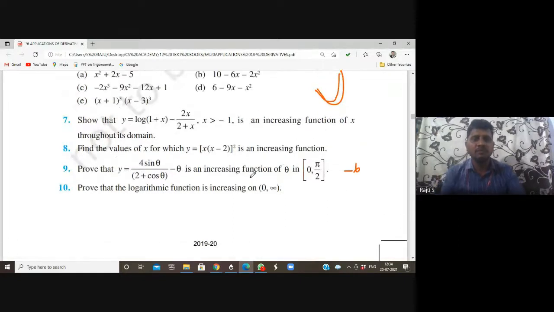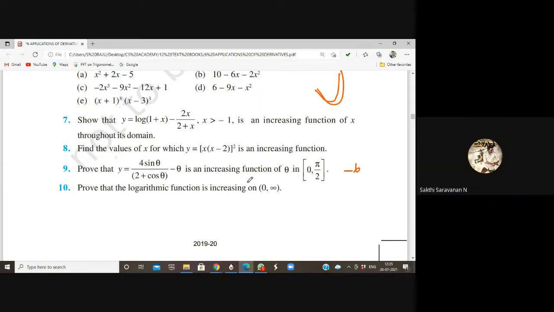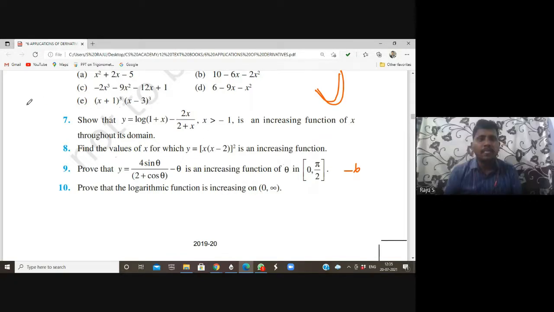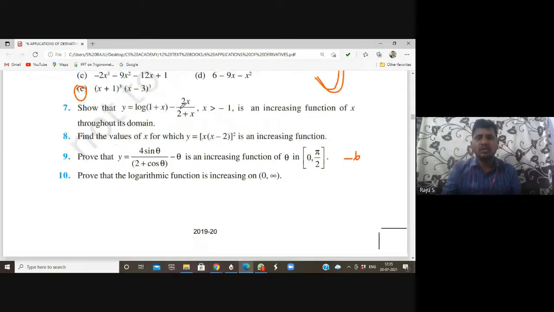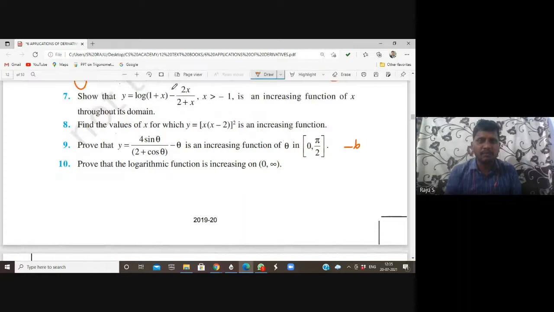Any other question, students, like C or E? Choose a remaining question. You can do D. D is clearly quadratic, whereas C and E are cubic and sixth degree polynomials. E, sir. Yes, E. So the question is x plus 1 whole cube, x minus 3 whole cube.